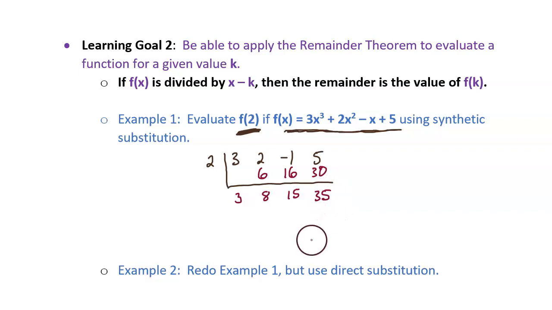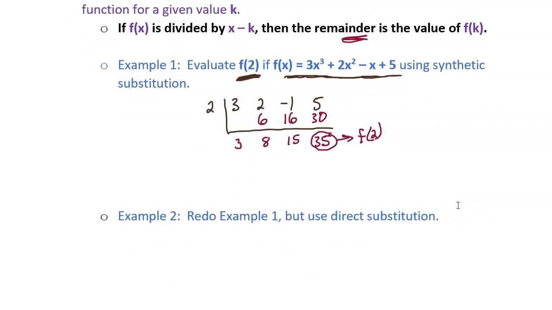The remainder theorem says, when you use synthetic division to divide, the remainder is the value of f of k, meaning this remainder is the value of f of 2. We figured out that f of 2 is 35. Do you believe it? Let's do example 1 again, but the old-fashioned way, direct substitution.